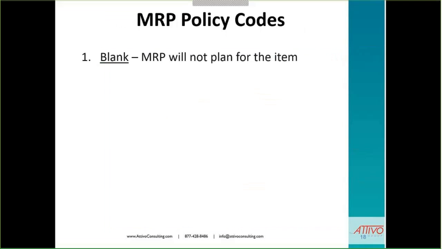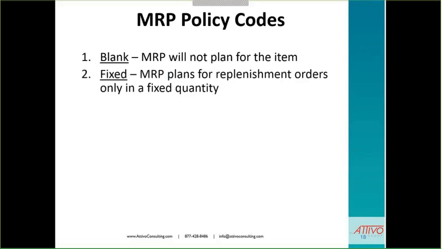So let's talk about order policy codes. If you do nothing and don't actually set an order policy code, MRP will not plan for the item. This assumes that you are using a reorder advice report or some visual method for placing orders, and you don't care to have MRP make recommendations for you.